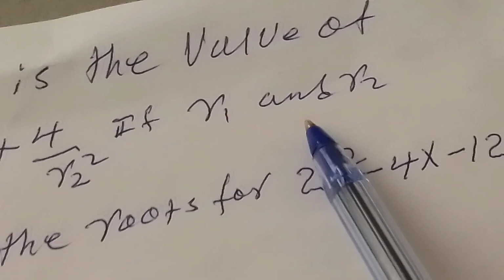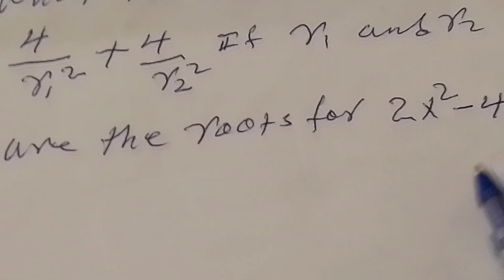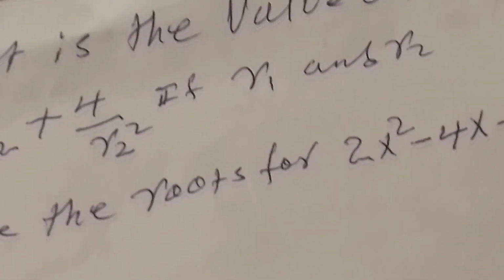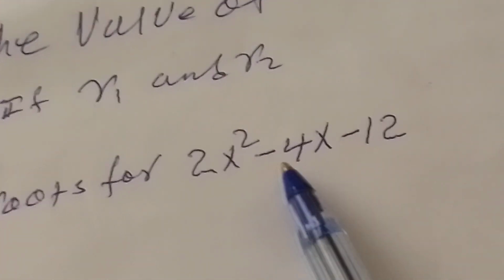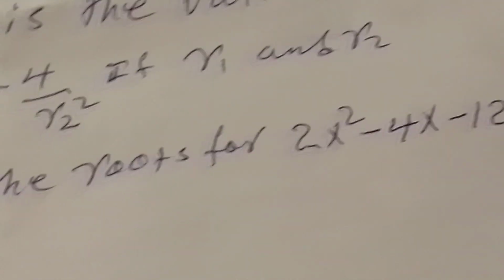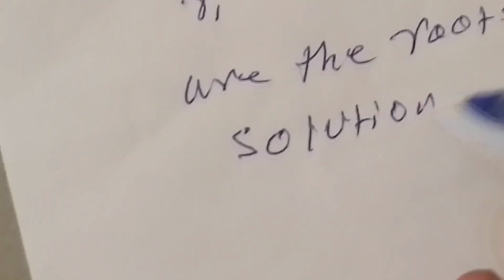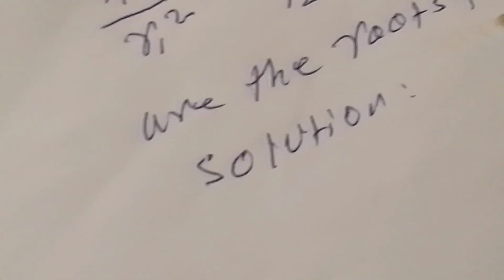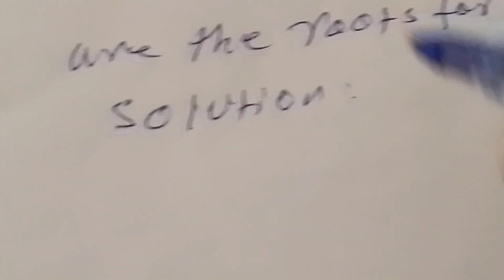If r1 and r2 are the roots of 2x square minus 4x minus 12, and the solution. Before this, what's this type of question? This is a quadratic question.